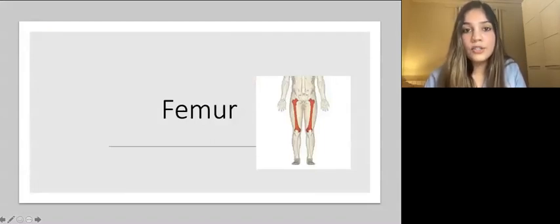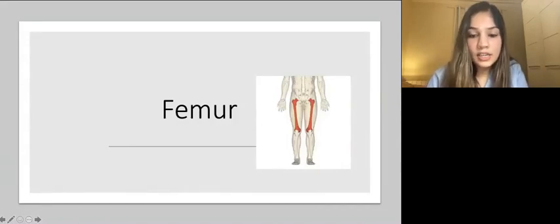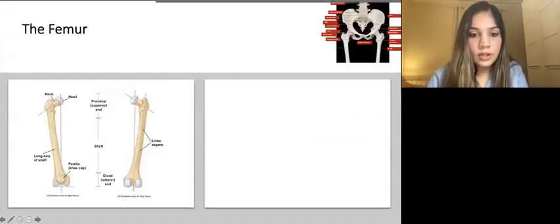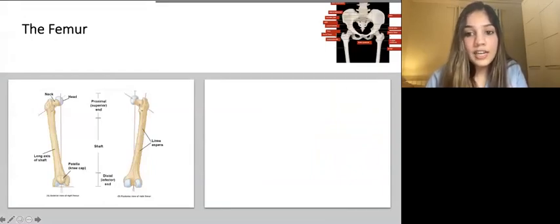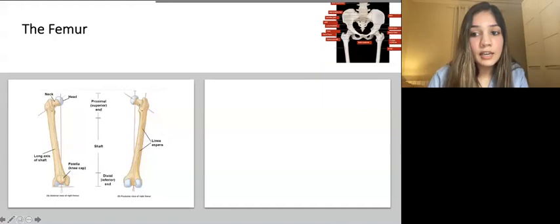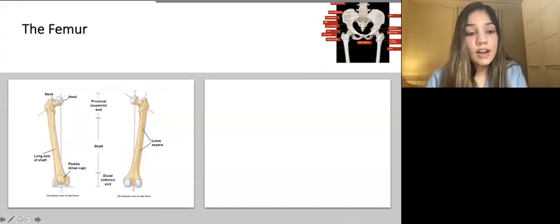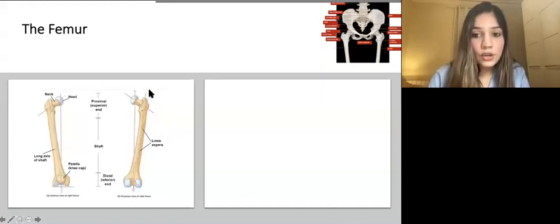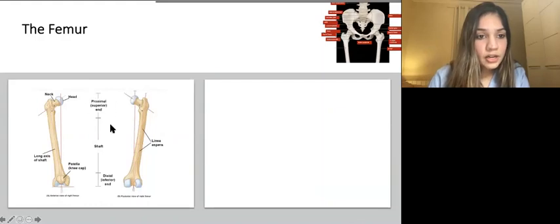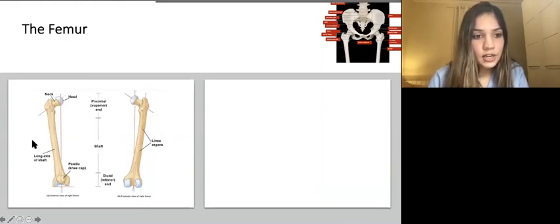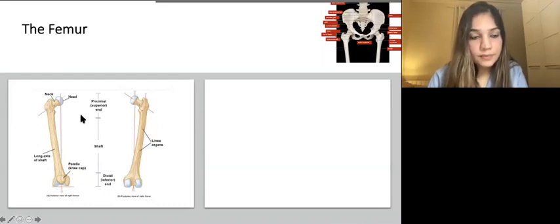So the femur is the only bone in the thigh and the longest bone in the body, as I'm sure you all know. It acts as a site of origin and attachment of many muscles and ligaments and can be divided into three main parts: the proximal part, the shaft, and the distal part. So you can cut it into three major parts.